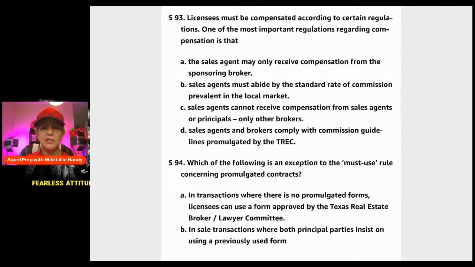So 93A, and we have answers B and D. B says sales agents must abide by the standard rate of commission. There is no standard rate, okay? There is no monopoly. Commission is negotiable with the client and the broker. And then we had D, sales agents and brokers, right? There is no promulgated guideline, okay, for commission rates. All right, number 94.